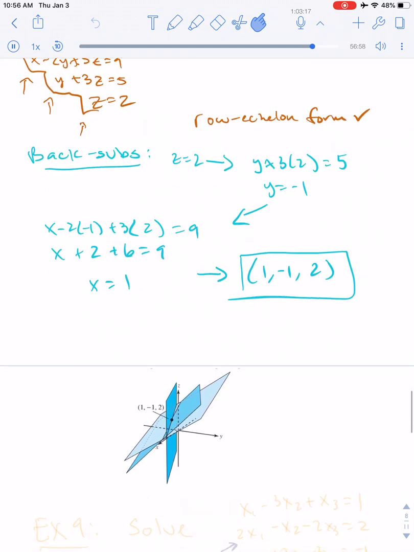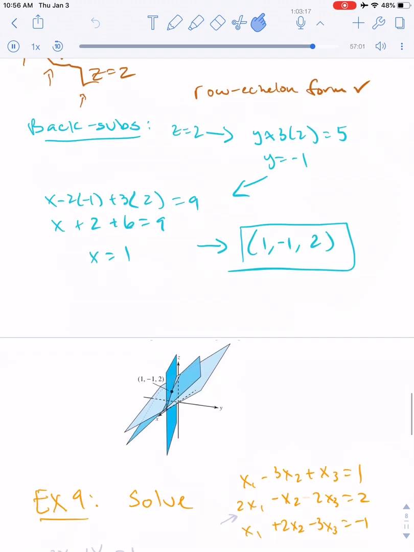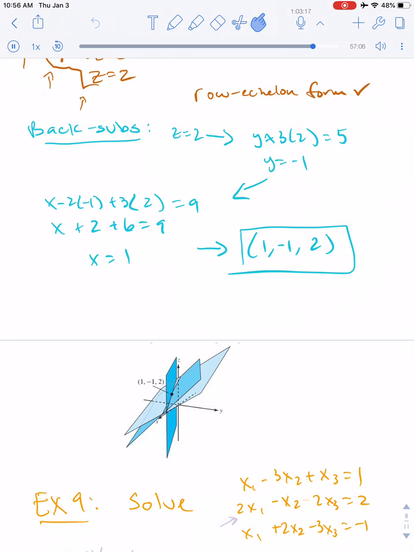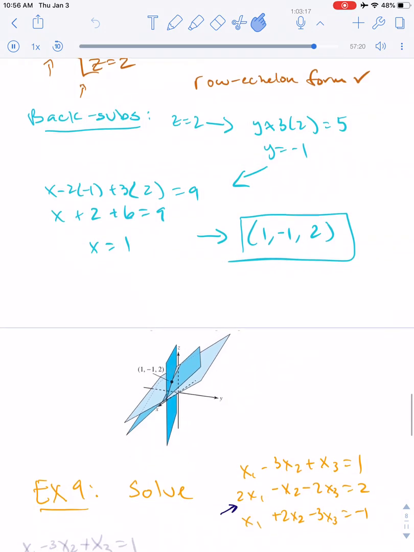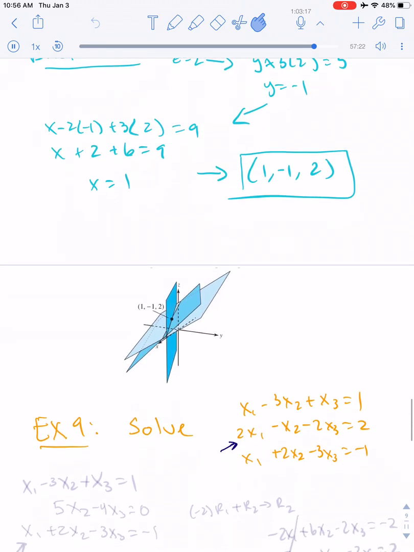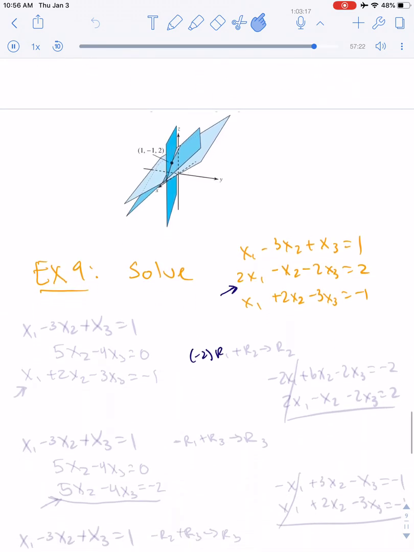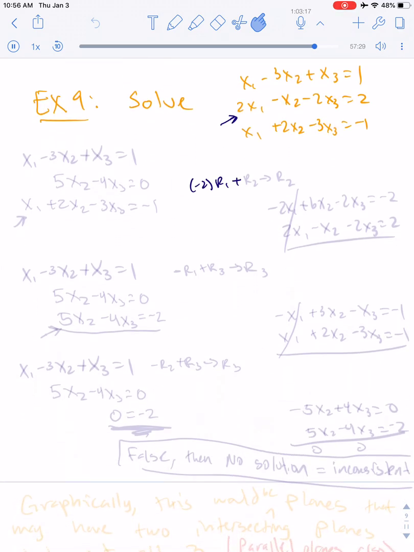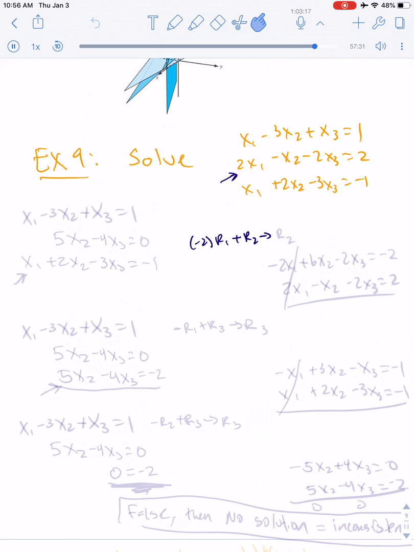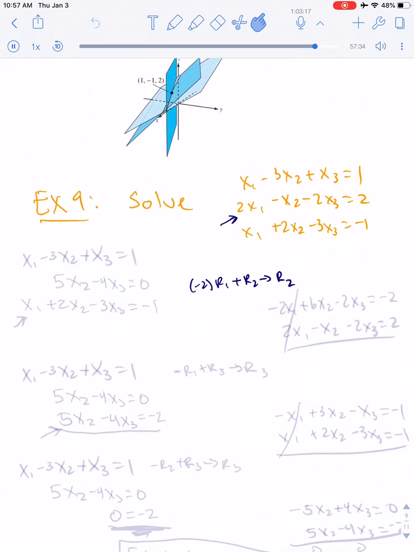Now, for example 9, we're going to see a different type of solution. So let's see. Example 9 is, let me fix this. This should be a -2. All right, there you go. And we're going to start this off by first eliminating the first term of the second row. And we're going to do that by multiplying the first row by -2. Remember, we wanted to have the same coefficient, different signs. When I add it to row 2, I'm going to make that my new row 2. So the first equation stays the same. Minus 3x2 plus x3 equals 1.